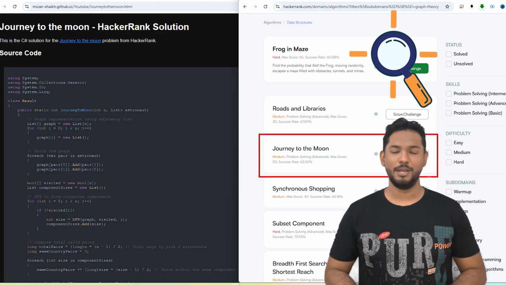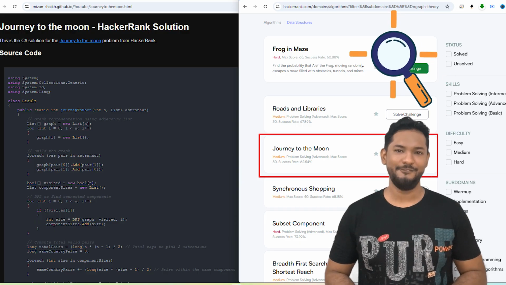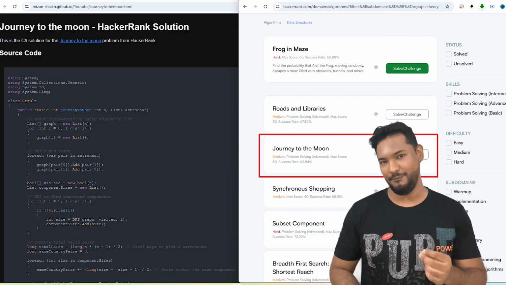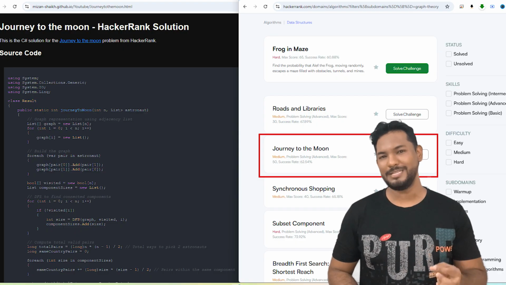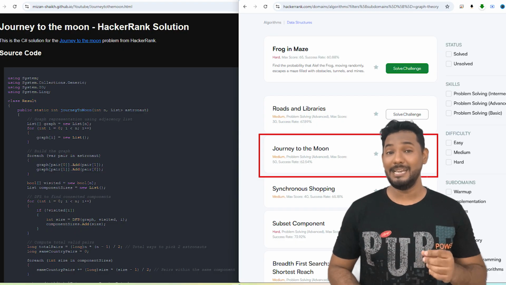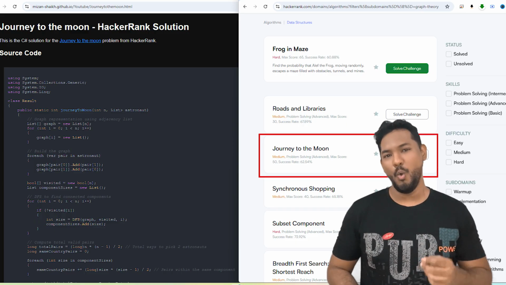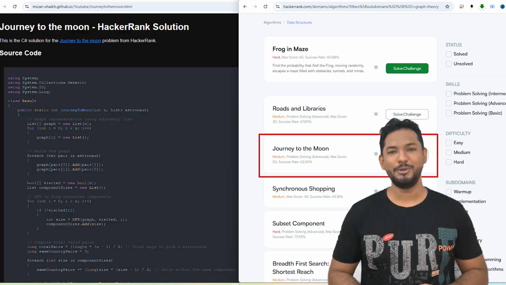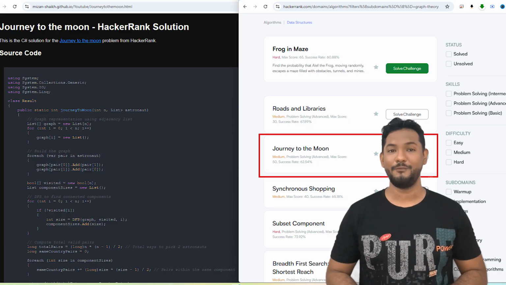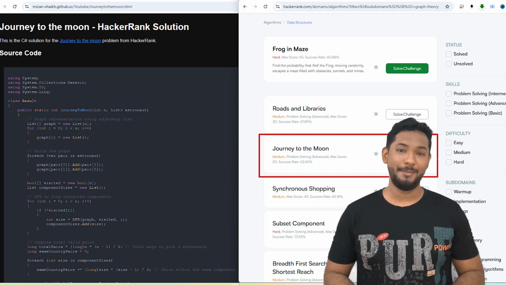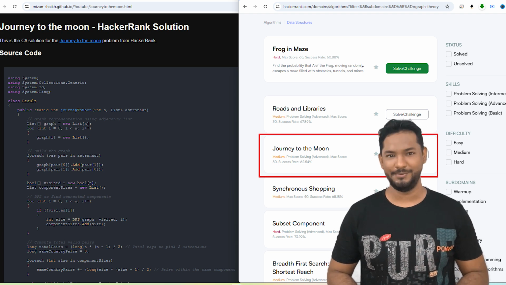To solve this, we are going to use DFS, depth first search, to explore our graph. DFS will help us traverse the graph and mark which astronauts we have visited, allowing us to count the size of each connected component. Once we have the size of each component, we can calculate the total number of pairs of astronauts, and subtract the pairs that can be formed within the same country.